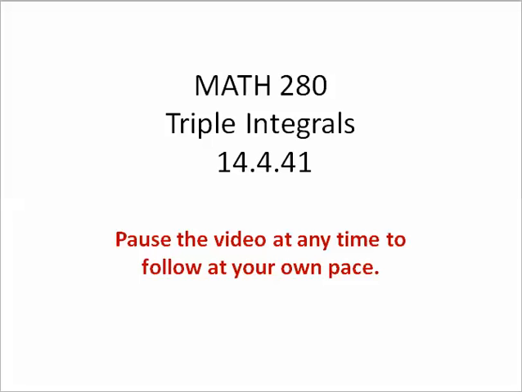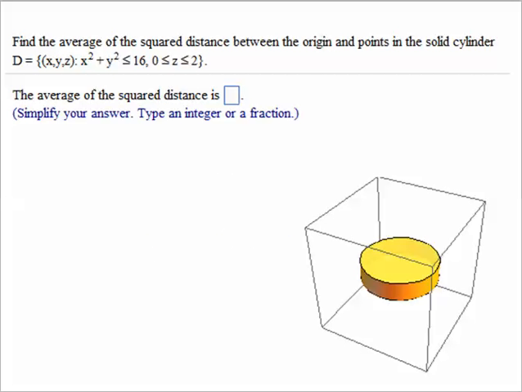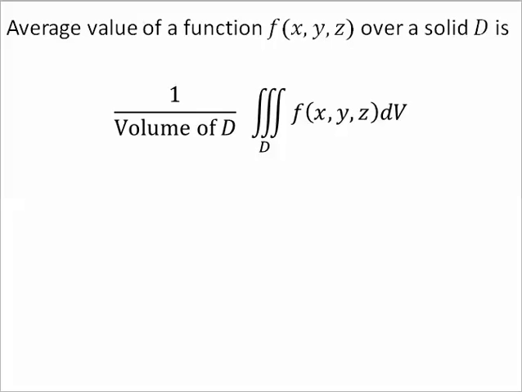Triple integrals. Find the average of the squared distance between the origin and points in the solid cylinder. We're going to use our average value formula. So I integrate f over D, and I divide by the volume of D.